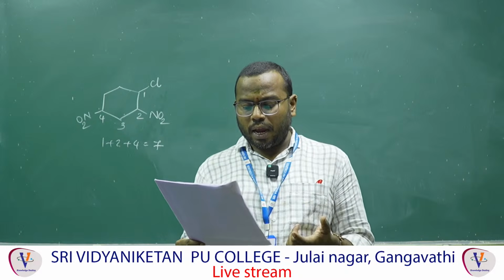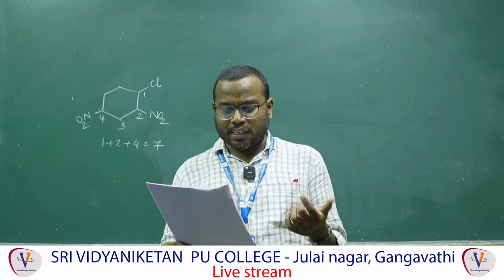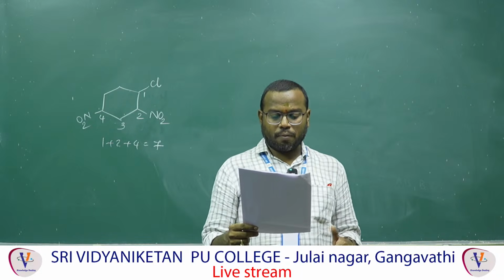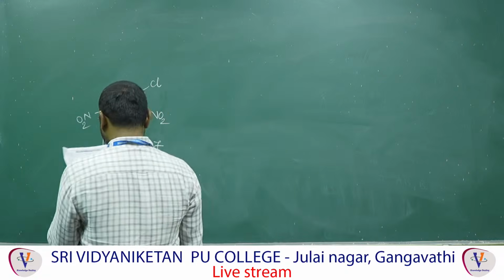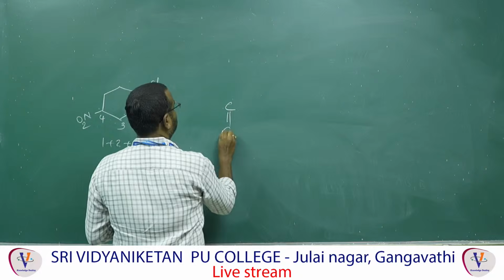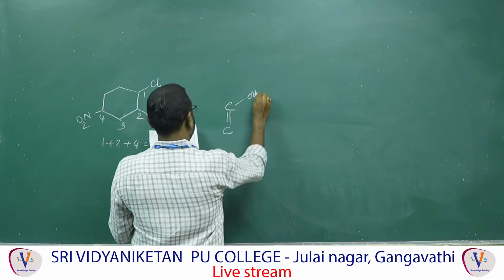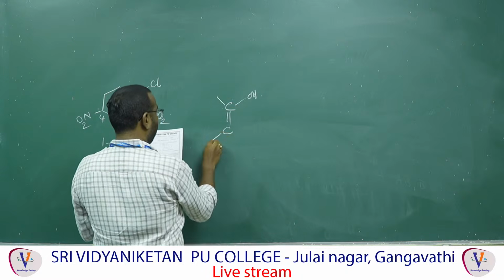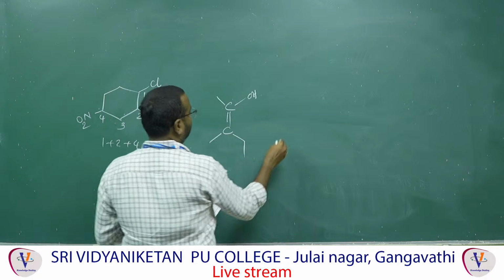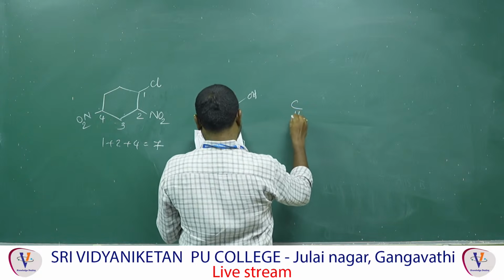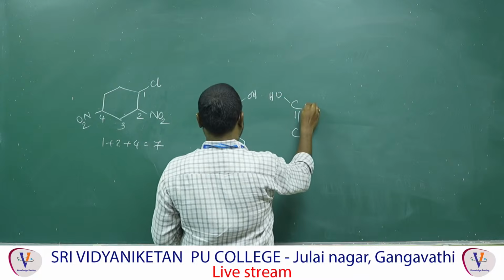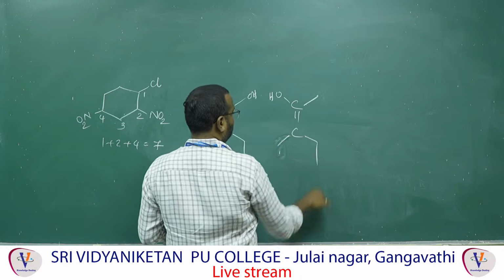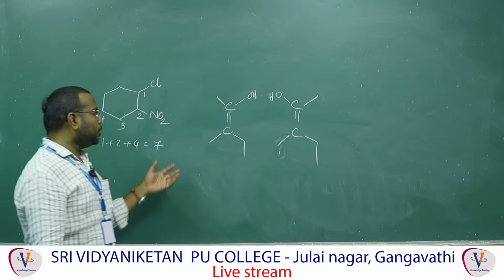So, 1, 2 and 1, 3 are tautomers is a correct statement. 2 and 3 are geometrical isomers. When we consider that, this is what we have. So these are geometrical isomers.